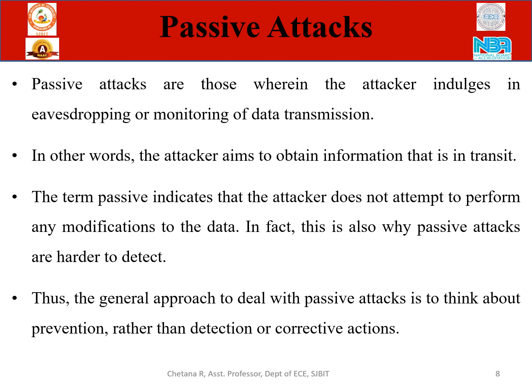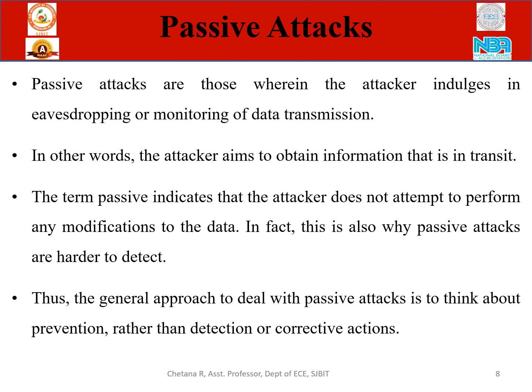His job is only to get updated about what is happening. He just wants to keep the information to himself. In other words, the attacker aims to obtain information that is in transit. So during transmission, whatever the information you have, that is to be known to the attacker, and then that kind of an attack is called a passive attack.